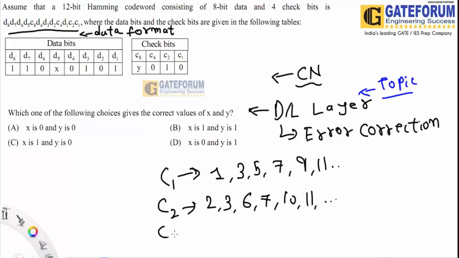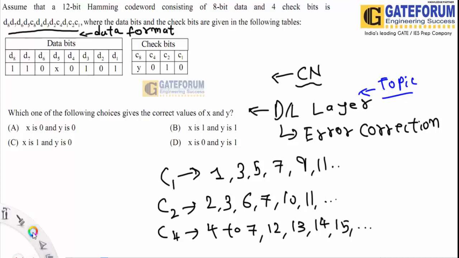If you take C4, it will first take 4 to 7, then 8 to 11 would be skipped, and then it takes 12 to 15. Similarly, C8 will take into consideration starting from 8 for the next 8 positions, and then skip the next 8.